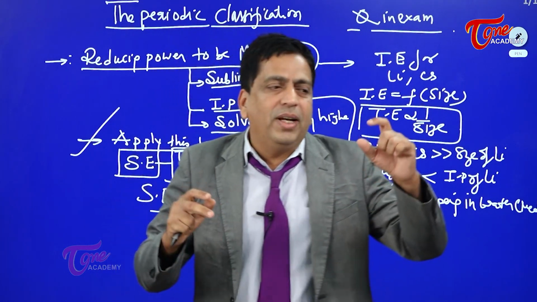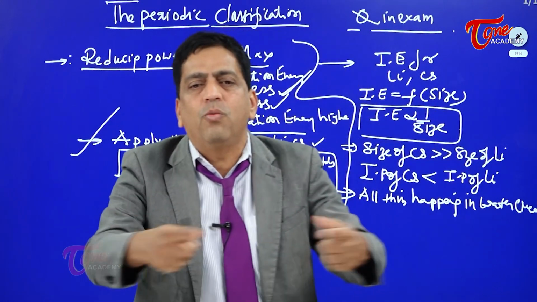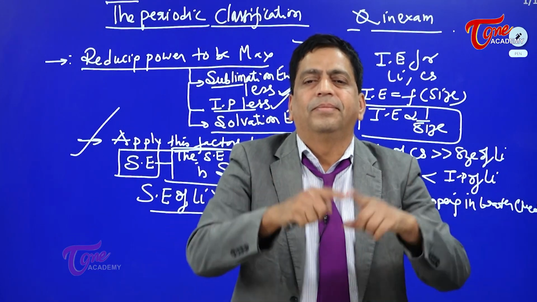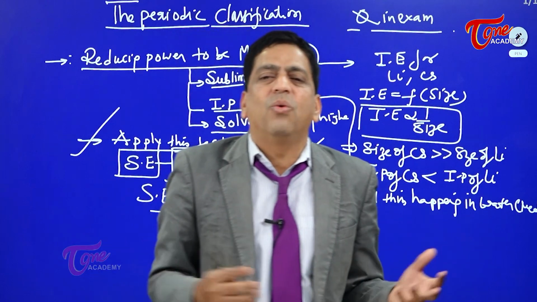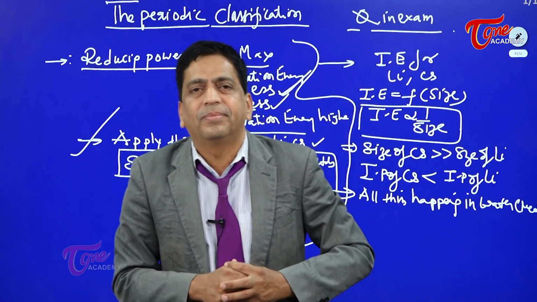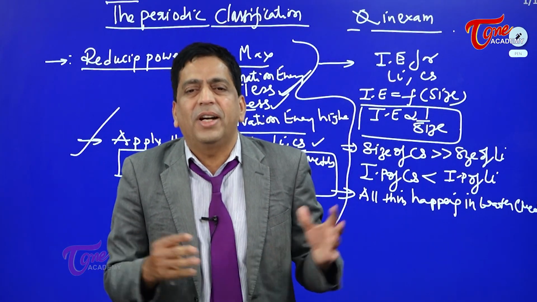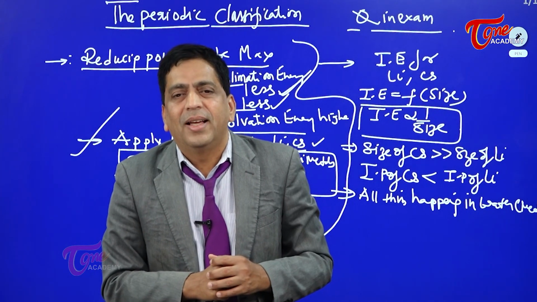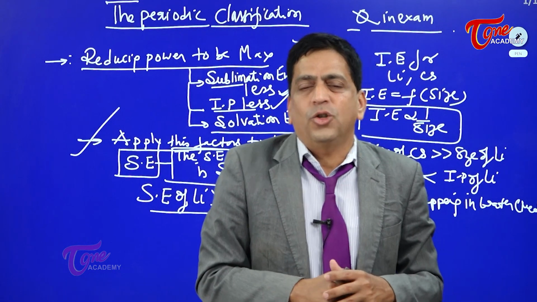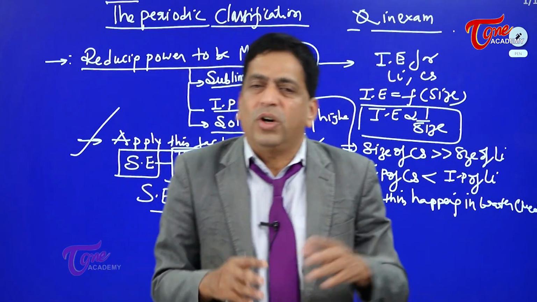So now you have the lithium ion and the cesium ion in the solution, in water. Now it is the third factor which will determine who is a very good reducing agent. The third factor will determine. Now what is the third factor? Solvation energy. Now what is solvation energy?